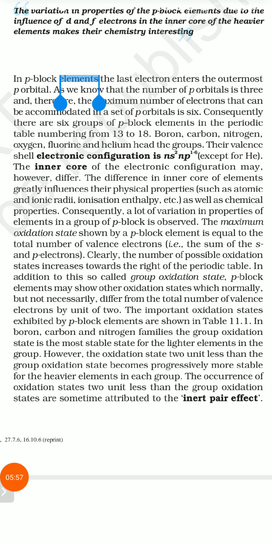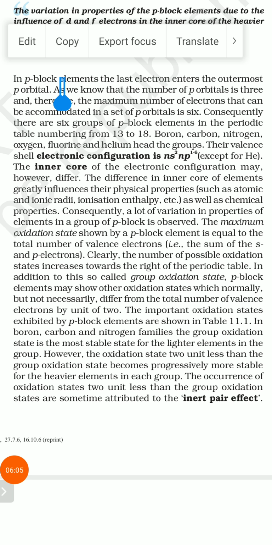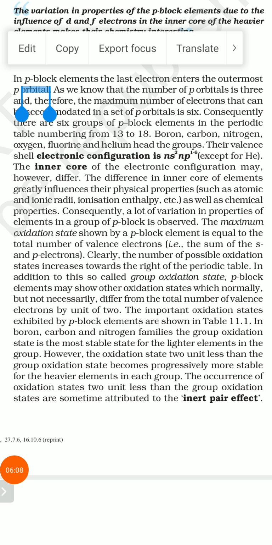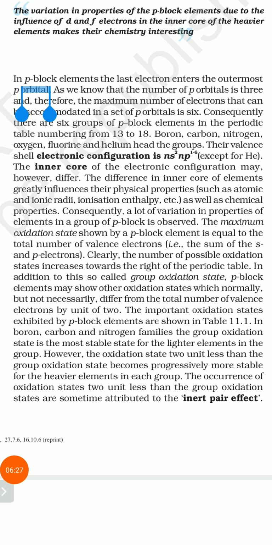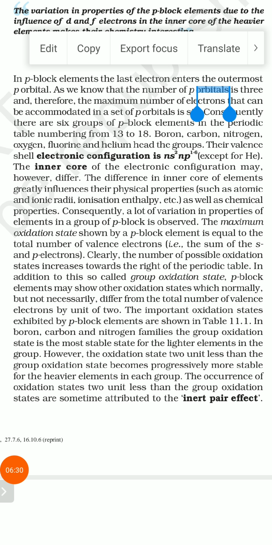So how are we going to define a p block element? A p block element is nothing but the element whose last electron enters the outermost p orbital. Already I told you. In a p block, how many subshells are present? The p orbital has 3 subshells, that means 3 p boxes are present there. In the 3 boxes, how many electrons can each box accommodate?